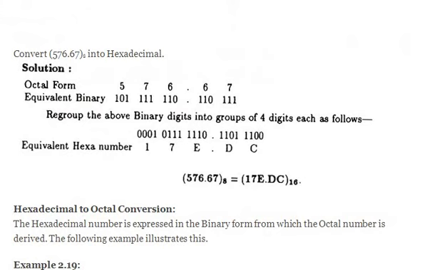So next is octal to hexadecimal. You can either convert octal to decimal and decimal to hexadecimal, or you just follow this notation. So octal is 576, and you write the equivalent binary: 101 for 5 and 111 for 7 and 110 for 6. 6 is 110 and 7 is 111. You just observe the things clearly here. So regroup the above binary digits into groups of 4 digits.